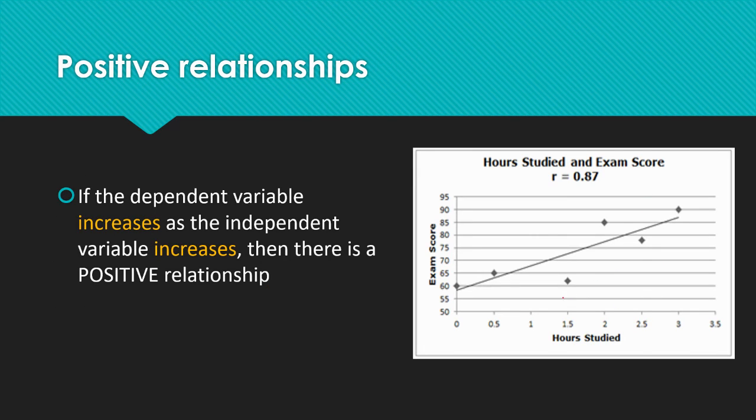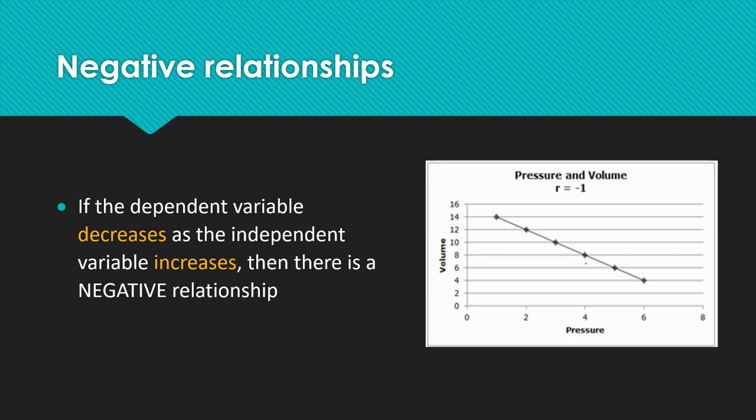Now, a positive relationship means that as the independent variable increases, the dependent variable also increases. So in this graph, it shows that the number of hours studied, the more hours you study, the higher your exam score will be. And there is a moderate to strong relationship there. Okay. So it's a positive relationship. A negative relationship, so as pressure increases, the volume decreases and you get this negative slope on your line, okay?